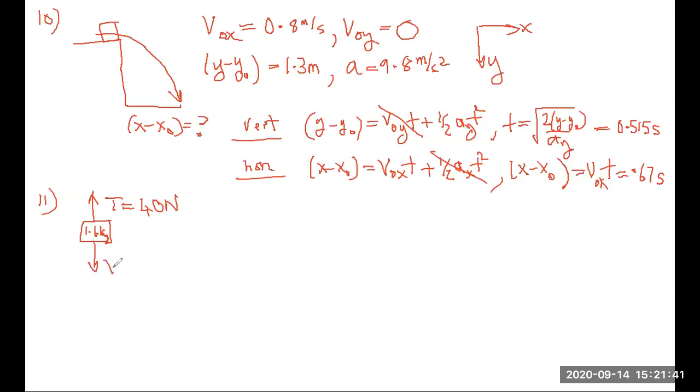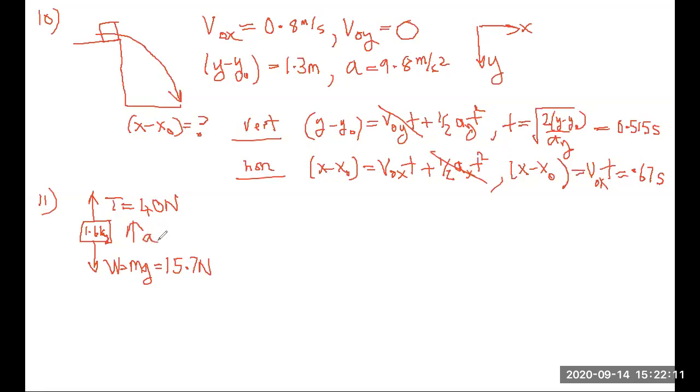that is experiencing that upwards tension and the downwards force of gravity. So the force of gravity, or the weight, is mg. Since I know the mass, I can multiply 1.6 times 9.8, and that came out to be 15.7 newtons. So we're thinking about this block. It's got an upwards force on it, 40 newtons, and a downwards force on it of 15.7 newtons.